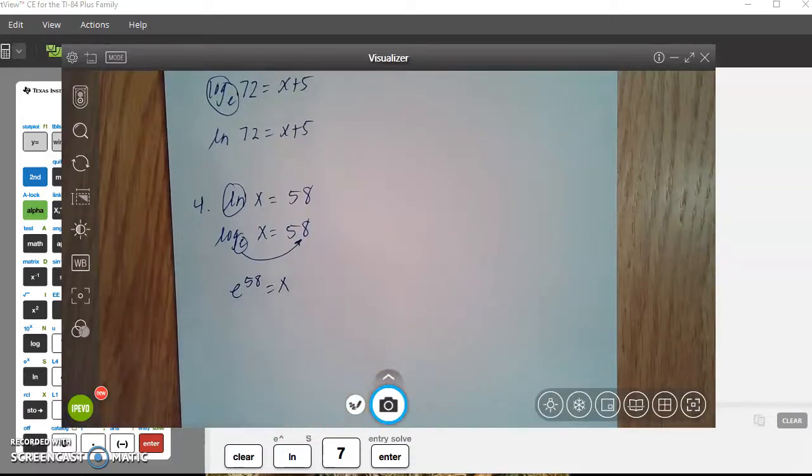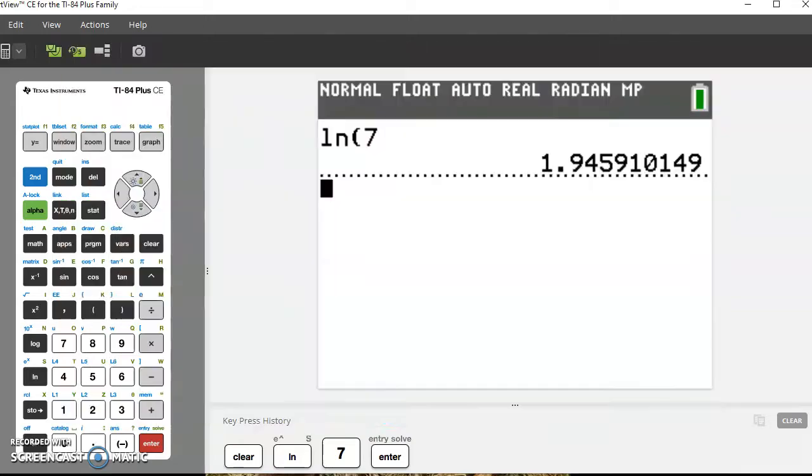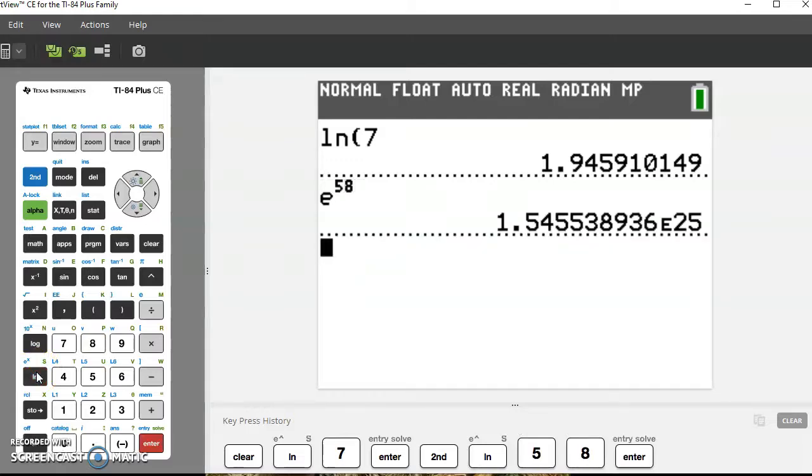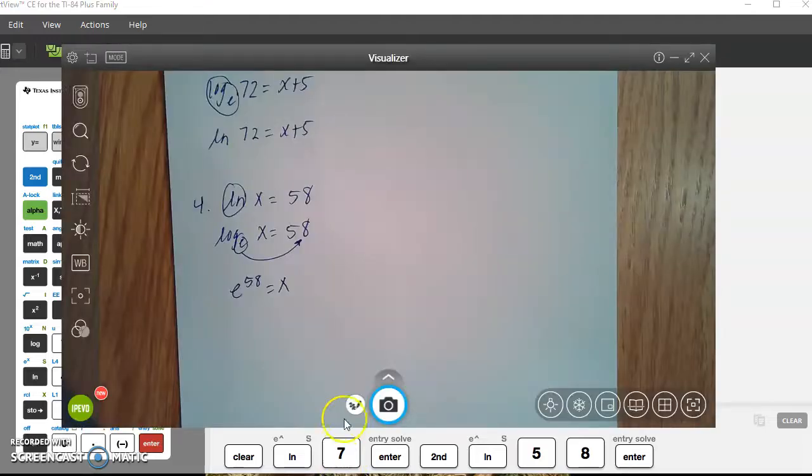And then you can actually plug that into your calculator to figure out what x is equal to if it asked you to. If you ever were solving for e, to find e on the calculator, you would do second natural log. And we could type in our 58. And you would get this decimal, which is gigantic because you have e to the 58, which would move over many places to the right.